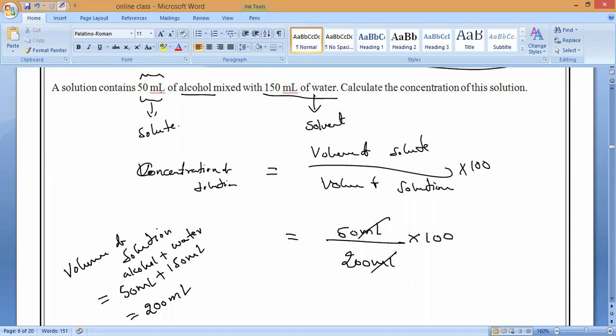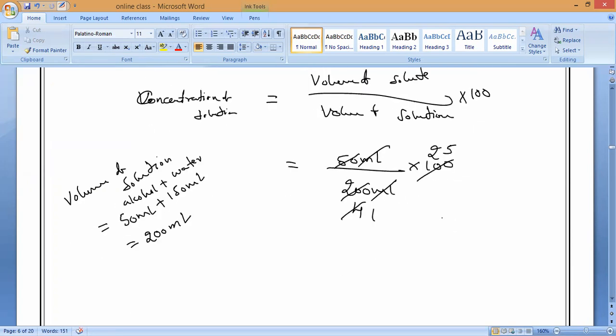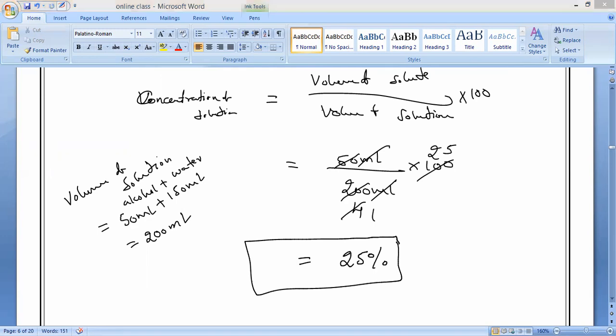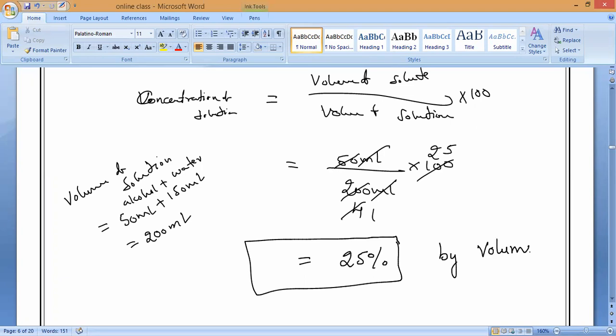So ml will get cancelled. 50 ones are 50, 4 ones are 4, so 25. Is it yes or no? Yes, sir. Concentration of the alcohol solution is 25%. Percentage by what? By mass or by volume? By volume. So please write it. That is very, very important. Understand? How many times do I have to say it?